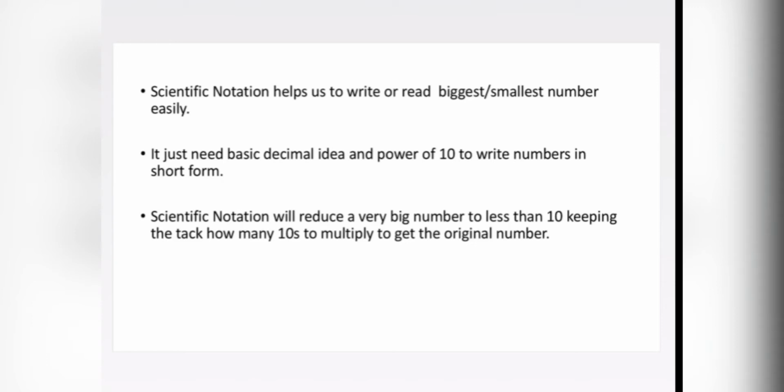There is a rule: the whole number should be less than 10 but greater than 1. So this is the rule for scientific notation. Okay, when we further do practical work, you will understand. You just have to keep in mind that scientific notation helps us to write the bigger or smaller number in easy form. This is the importance of scientific notation.